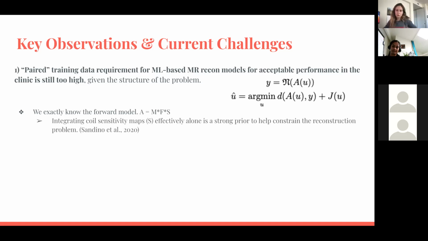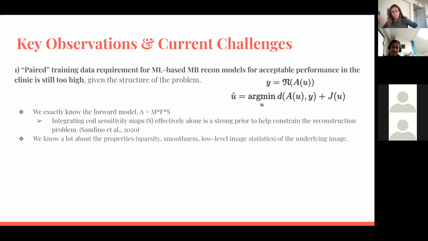And of course, there exist works that started doing this by, for example, integrating coil sensitivity maps alone, which is a pretty strong prior to help constrain the problem for the machine learning. But we also know a lot more, right? That's precisely how the traditional iterative approaches were designed in terms of regularization. We know the sparsity of the signal, smoothness properties, low-level image statistics. We have a lot of knowledge.